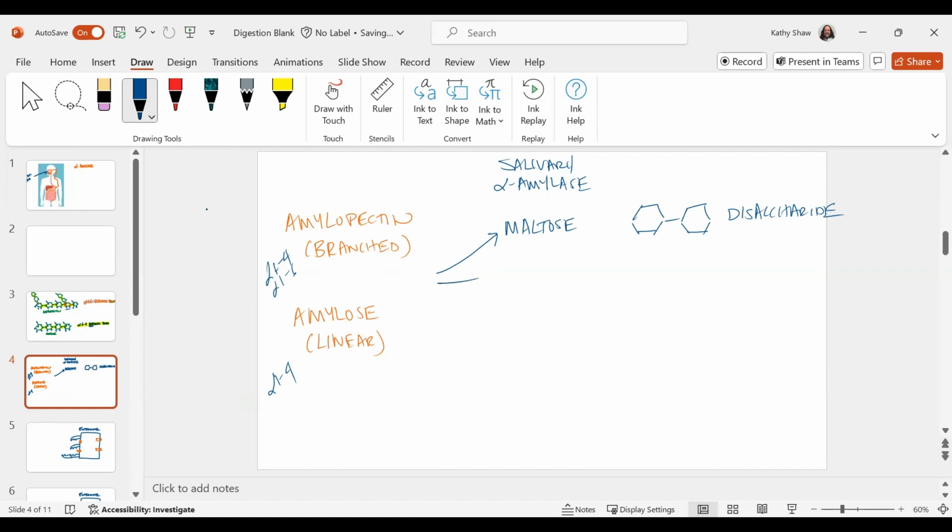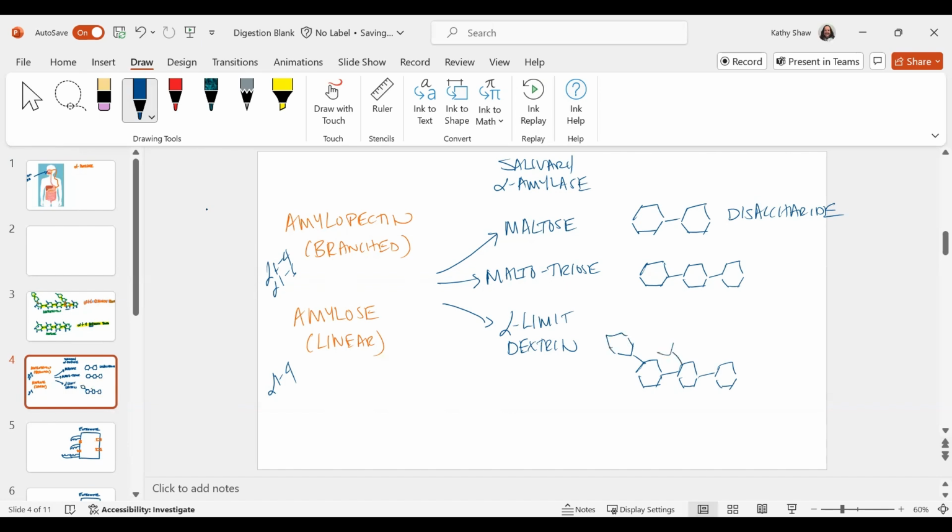I'm going to get maltotriose. I'm also going to get an alpha limit dextrin. I'm going to keep the branched part of the molecule. So these two, being more than 2 units, are oligosaccharides.